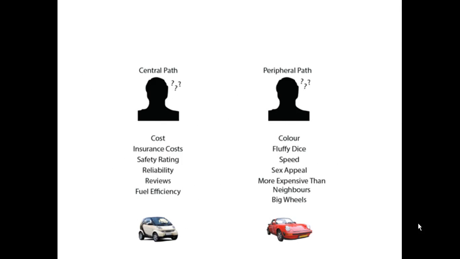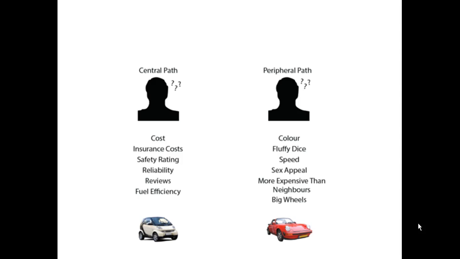And then they will also look at the reliability, safety. Is it safe enough in case of an accident? What is the track record? Fuel consumption, how is it like? So these are numbers. You can put some numbers to that, and based on those numbers, in the central path, you make your decision.